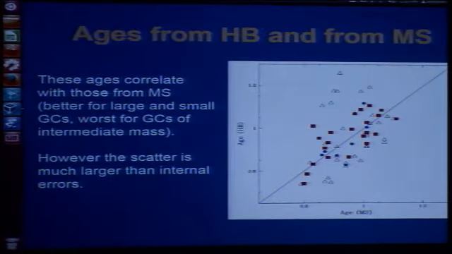But I then compare this age derived from the horizontal branch with the age that I can derive from the main sequence. And the result is that there is much more scatter of points. The correlation is much poorer. Okay, there is a broad correlation, but it is not one-to-one. There is a big scatter in the points, and this scatter is much larger than the internal errors.